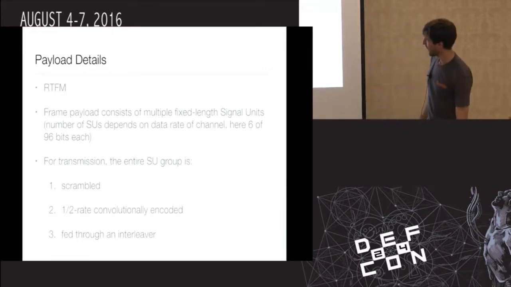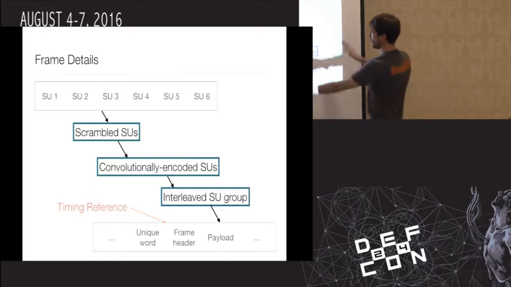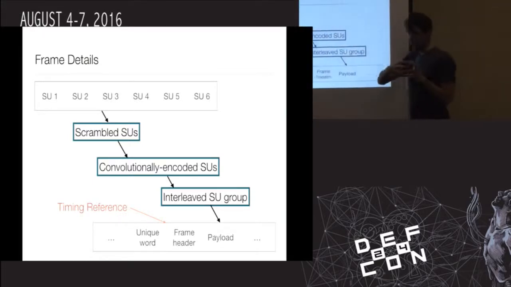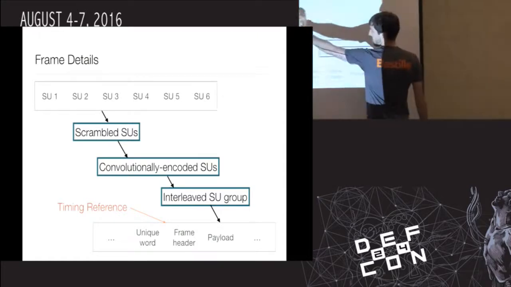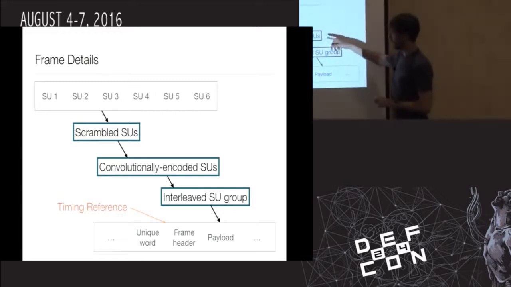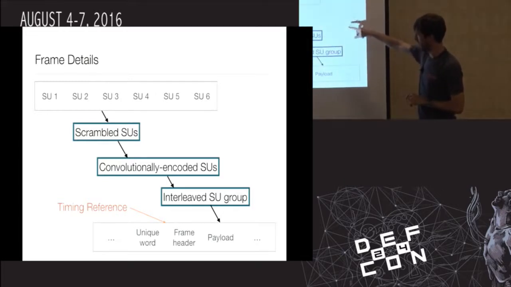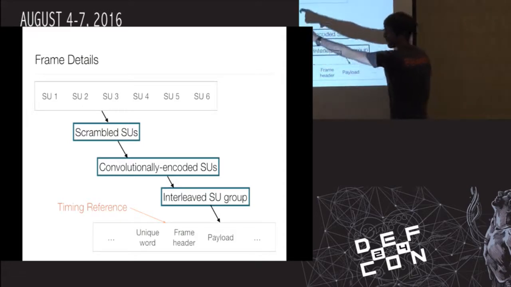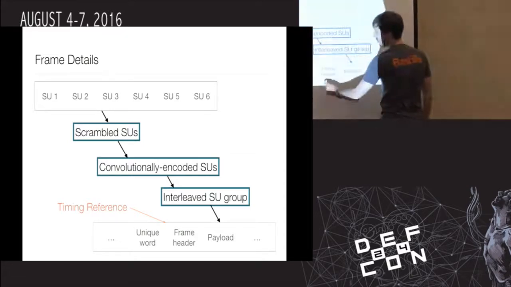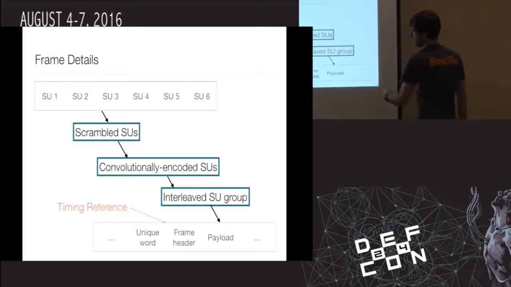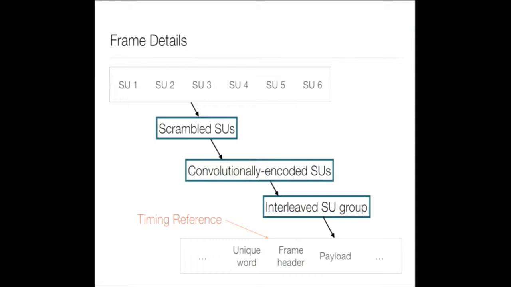So what does that actually look like? You have your 6 96-bit signaling units here. You have a scrambler, so you generate your scrambling sequence. You take all the bits and you XOR them together. Once you've got that, you put them through a convolutional encoder. I'll show you what that looks like. And then you interleave them and create your payload now. And that fixed set of lines that we saw before, that's your unique word and the frame header. And that's what's used to demarcate then the payload. And these just run back to back the entire time on each one of those channels.